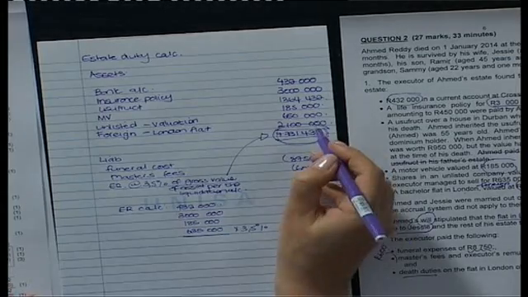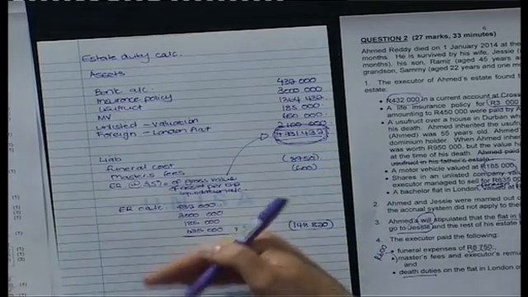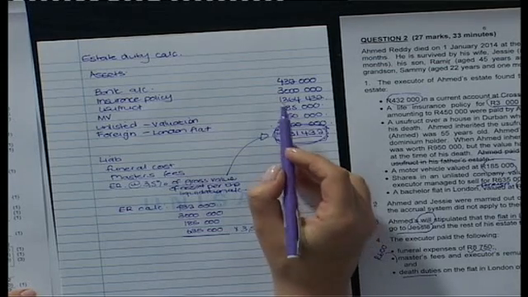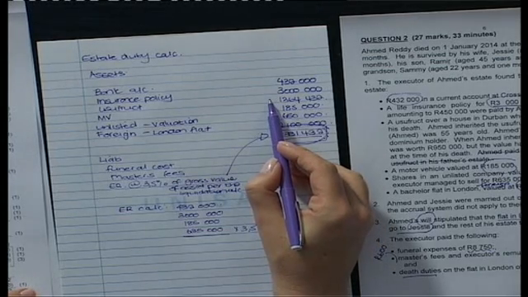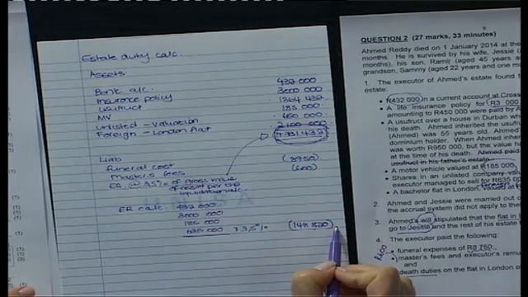Alternatively, you could use this figure and make all the adjustments: deduct the foreign property, deduct the usufruct value, and adjust for the difference in the unlisted shares value. And you would get to the same result.